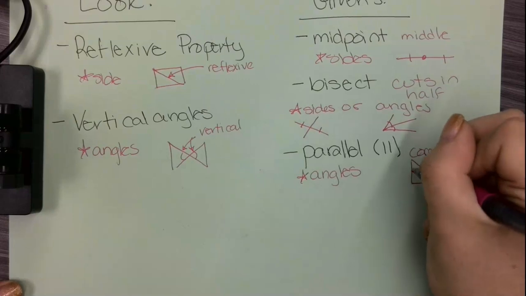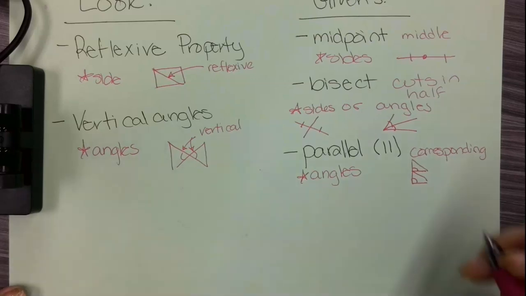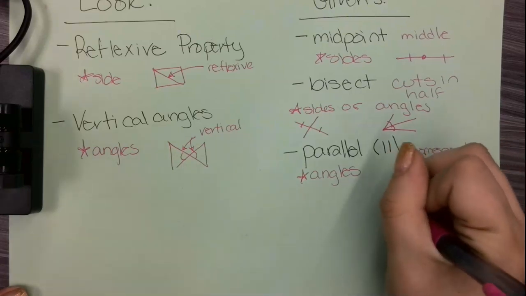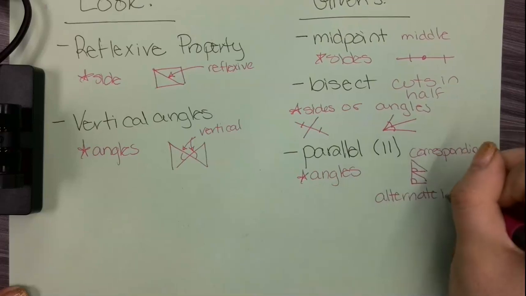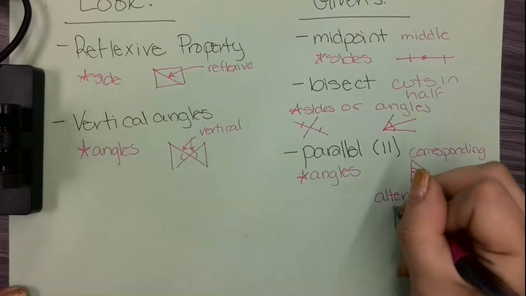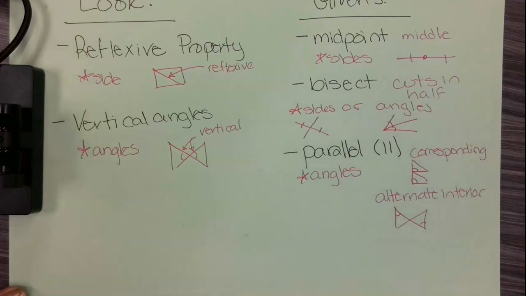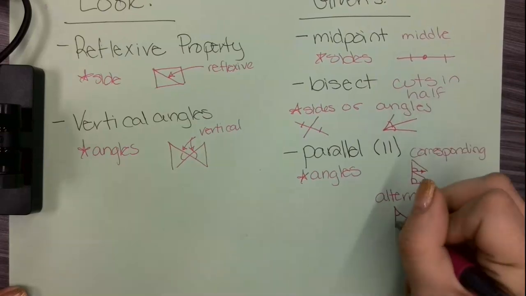So it's two angles in the same spot. Or I can have it with alternate interior angles. And this would be like in the bow tie kinds of pictures. And remember, on a picture, triangles show me parallel lines.